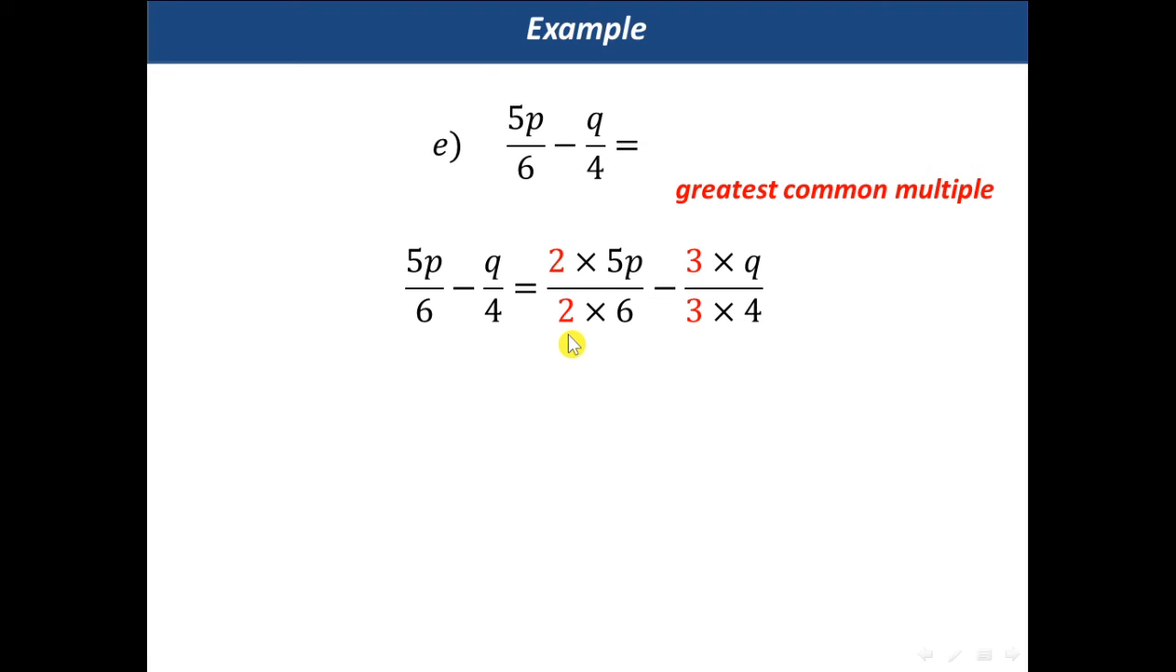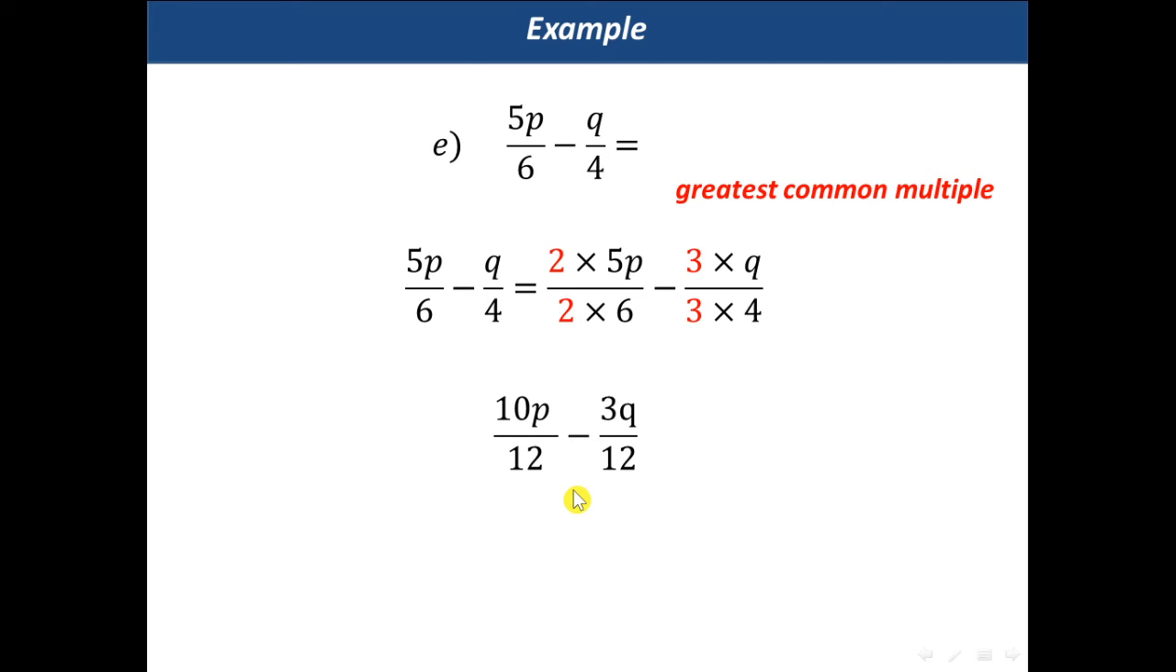And because I multiply the denominator here by 2 and the denominator here by 3, I have to do it also for the numerator. So 2 times 6, here must be also 2 times 5p. The answer will be 10p over 12 minus 3q over 12. Now I have the same denominator.